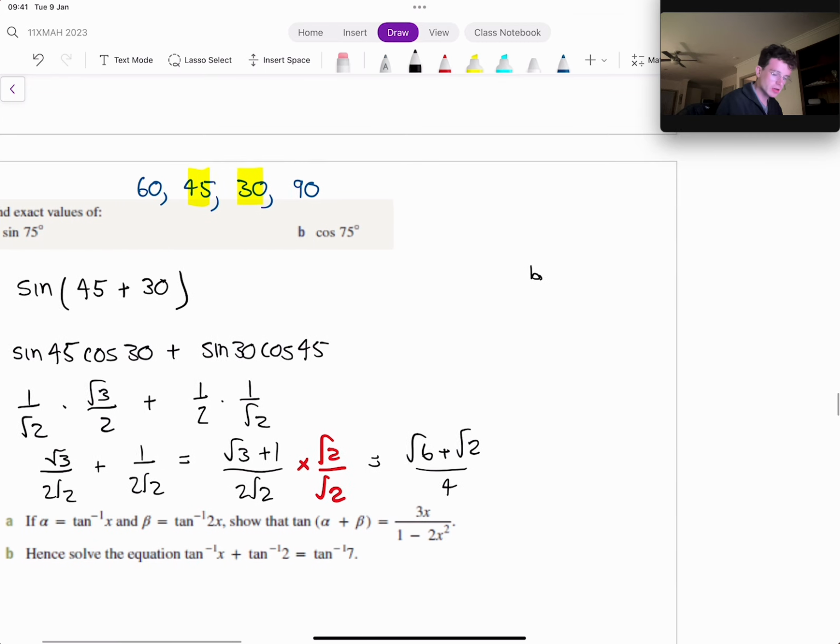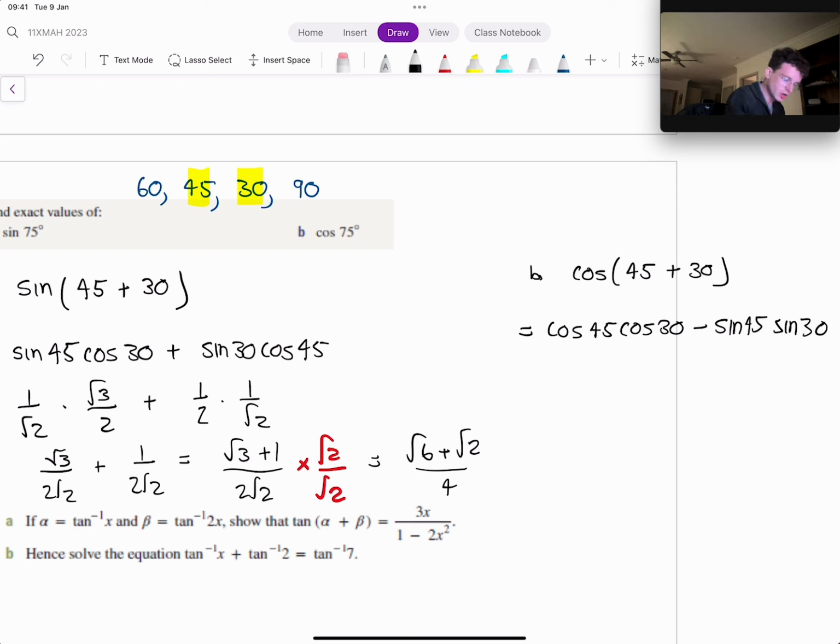Okay, part B. Same idea, we're just going to say this is cos of 45 plus 30. So this is cos, remember cos is antisocial and it's different sign. Cos of 45 cos 30 minus sine 45 sine 30. Cos of 45 is 1 on root 2. Just something that you might have forgotten from year 10. Whenever you have 45 degrees for cos and sine, it's always 1 on root 2.